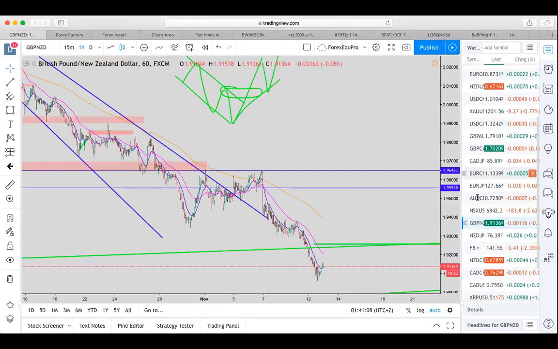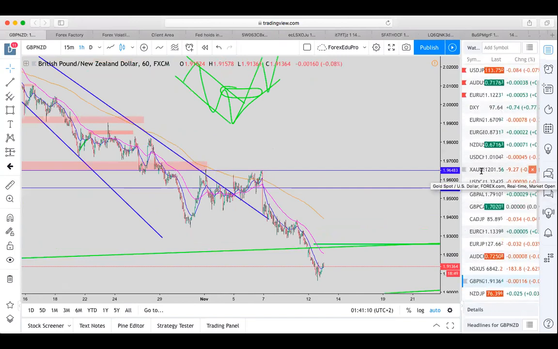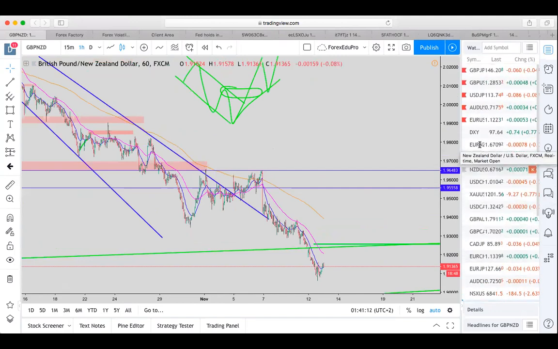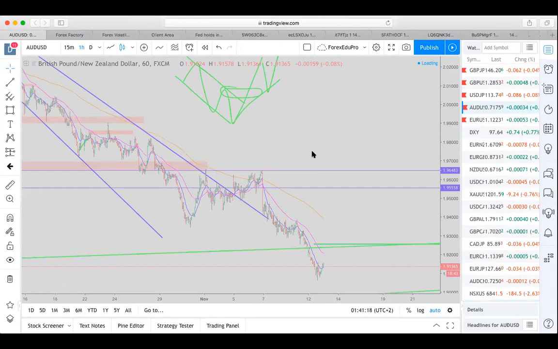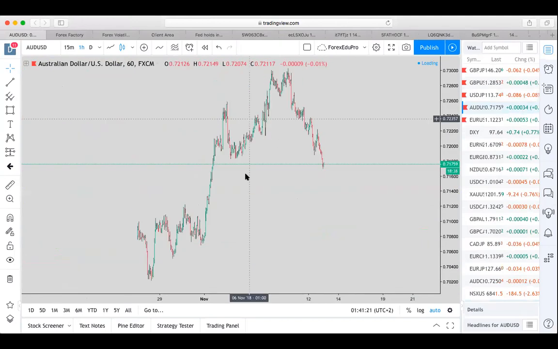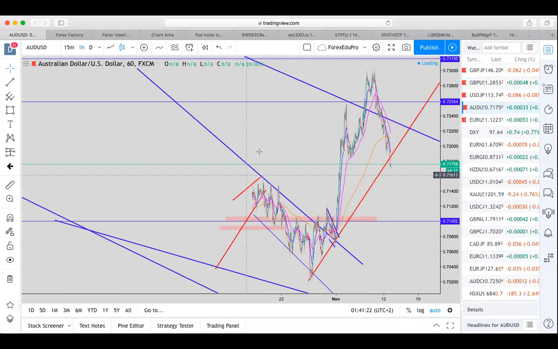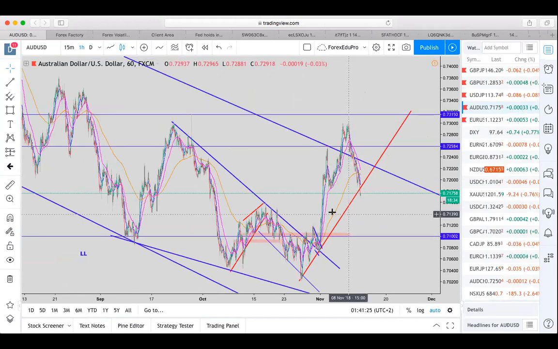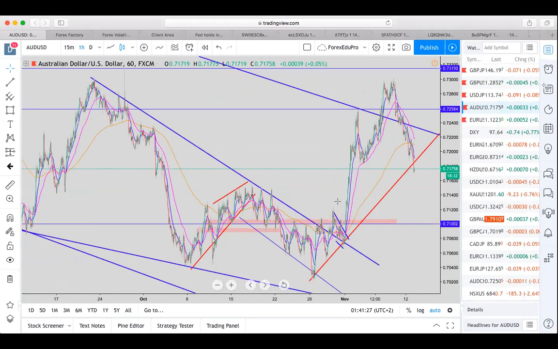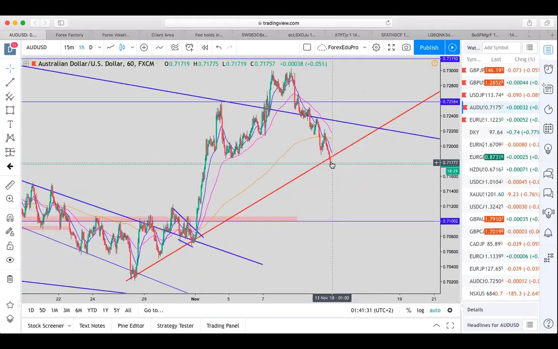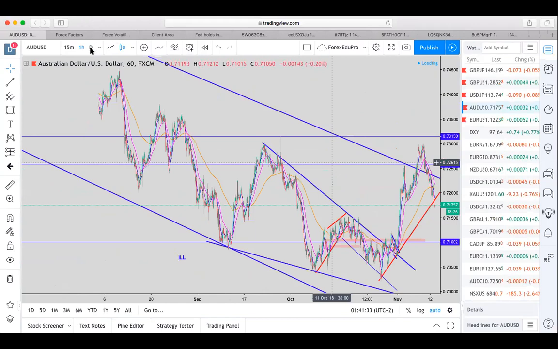I'm going to show you, where is it? We had it over here. Okay, let's go AUD USD. I'm gonna show you the AUD USD and then the GBP USD. Haven't moved the line once. Look what it's doing. Exactly. I know the exact movement of the market.